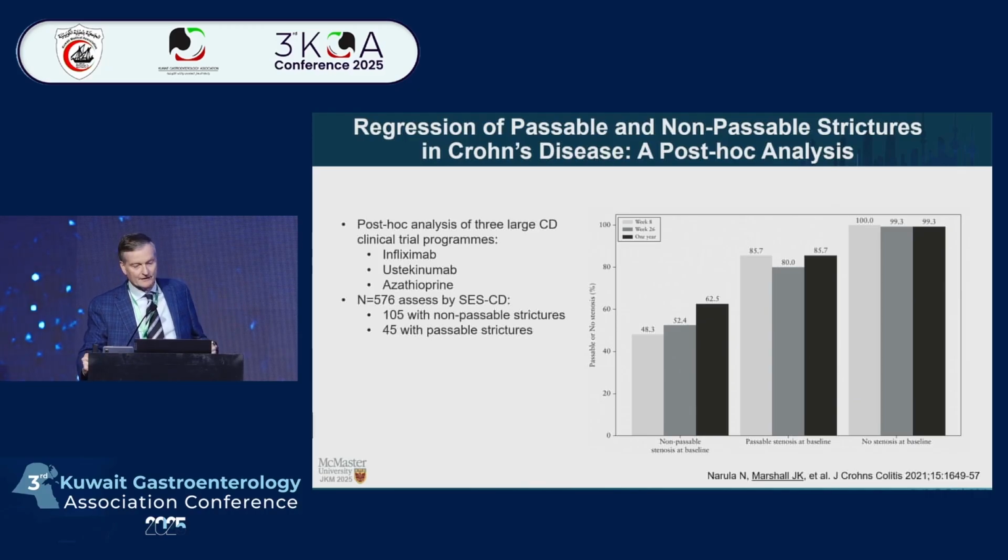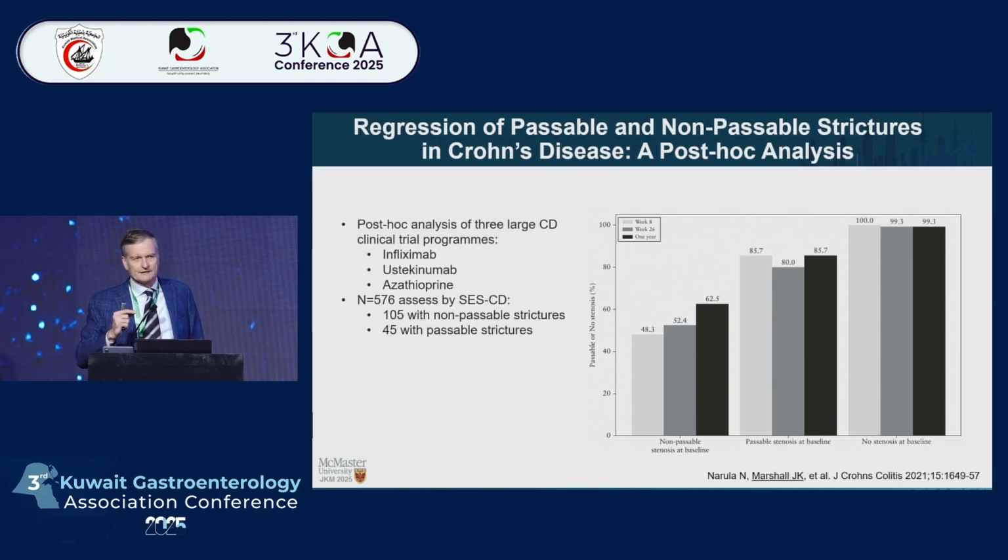And at 1 year, 62% in fact had passable or no detectable strictures. Again, it's a post-hoc analysis, but it does suggest that with medical therapy, non-passable strictures can regress without surgical or endoscopic intervention. So I think that's useful information.